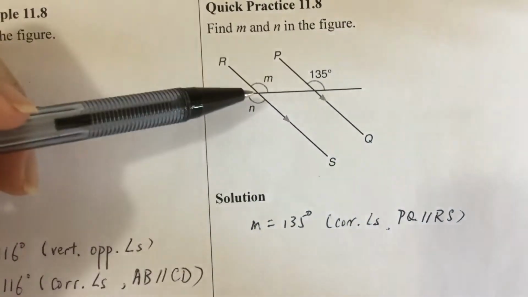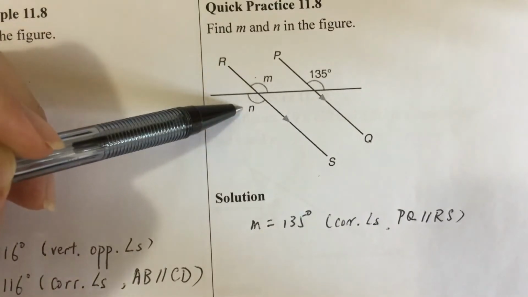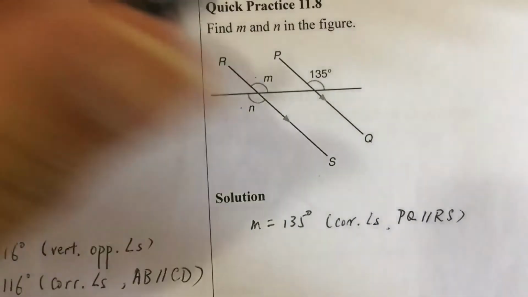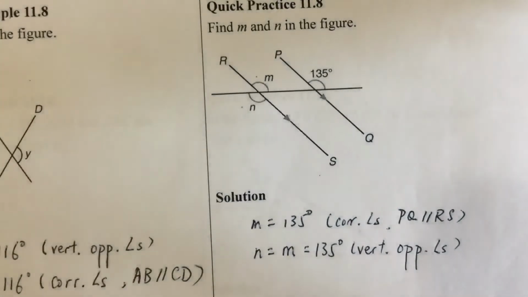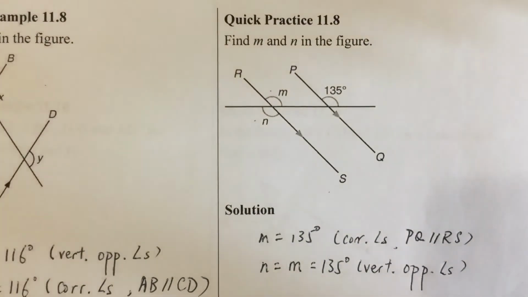And then after that, we know that m and n are equal because these are vertically opposite angles. So we can write down n equals m equals 135 degrees immediately. And we know that the reason is vertically opposite angles. So we finish these two questions immediately. Make sure that you know how to do this.